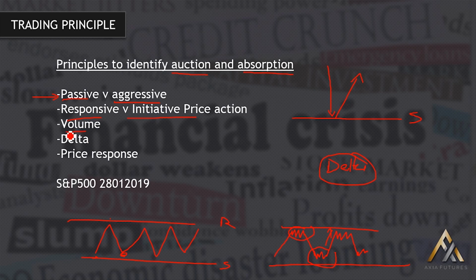Okay, and then we look at things like volume, delta, and price response. And these are paramount. These are literally the underlying principles that define, is this auction and absorptioning or not. Okay, now again, I'm going to use the same example. What we typically see in terms of volume is a high amount of activity at the extreme points.